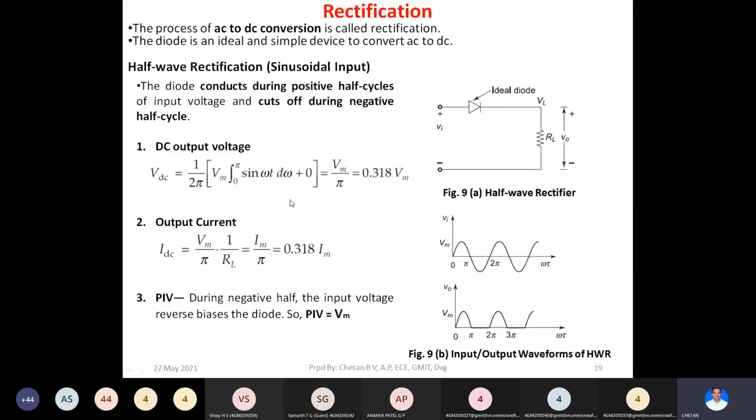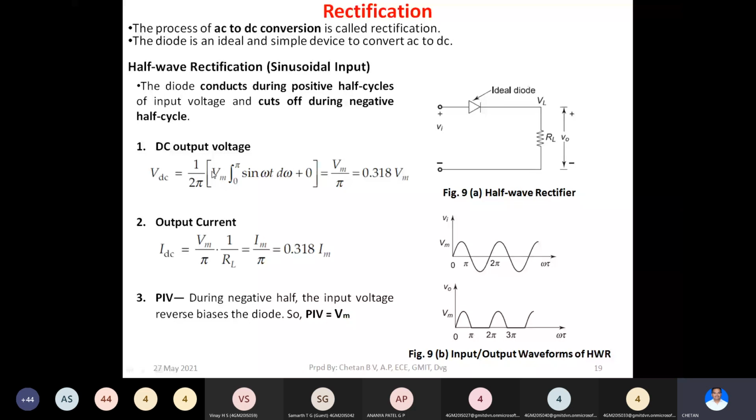Outside the bracket you have 1 minus, so minus minus will cancel. You will get plus 2. So at the end you will get 2 Vm here, 2 Vm. And at the outside you have 1 by 2 pi. So therefore the 2 will cancel. At the end you will get Vm by pi.